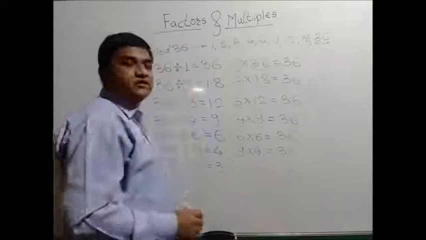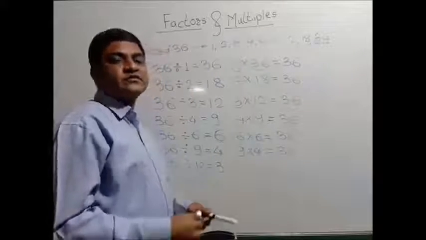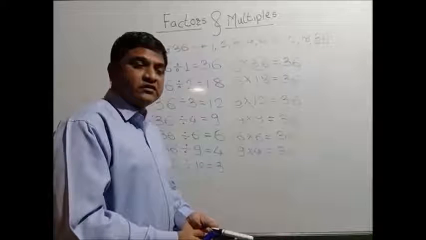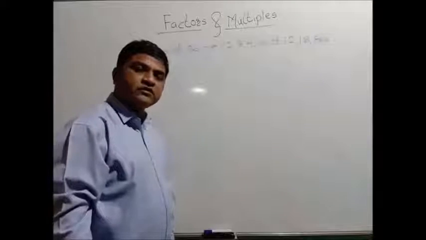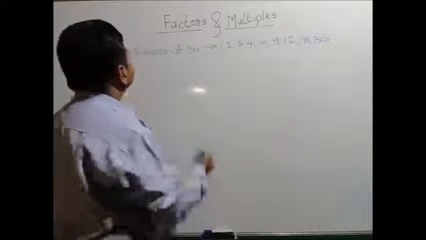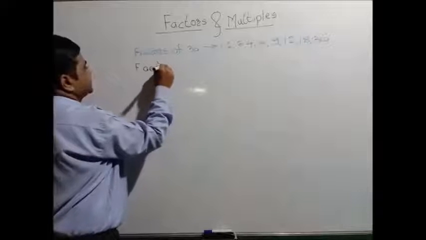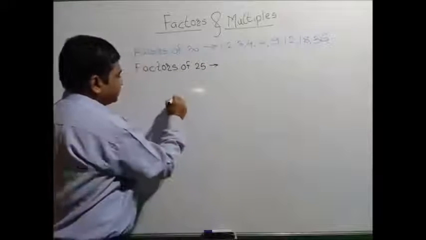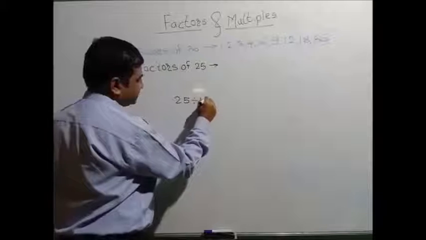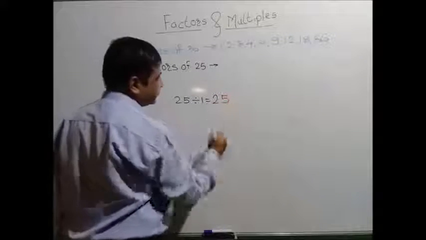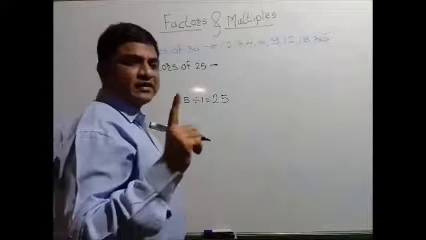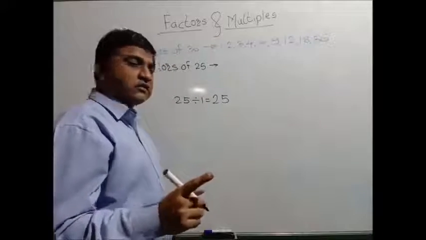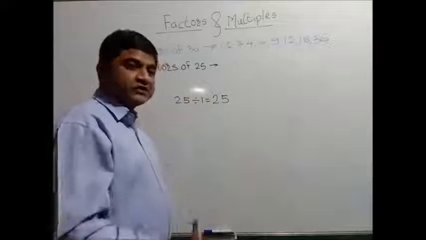Now, we will find out the factors of some more numbers, and we will discuss the factors again in detail, and find out the different things about factors. Let us find the factors of, say, 25. First of all, we will begin by dividing the given number by 1. What I get is the same number. So first thing is that I can divide every number by 1. So 1 is a factor of every number.